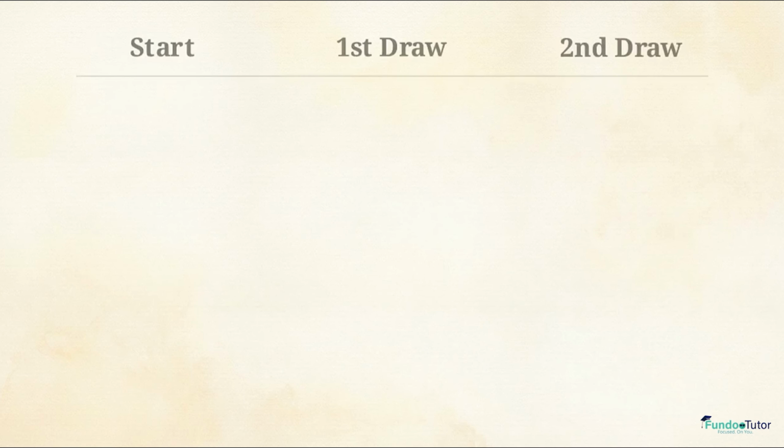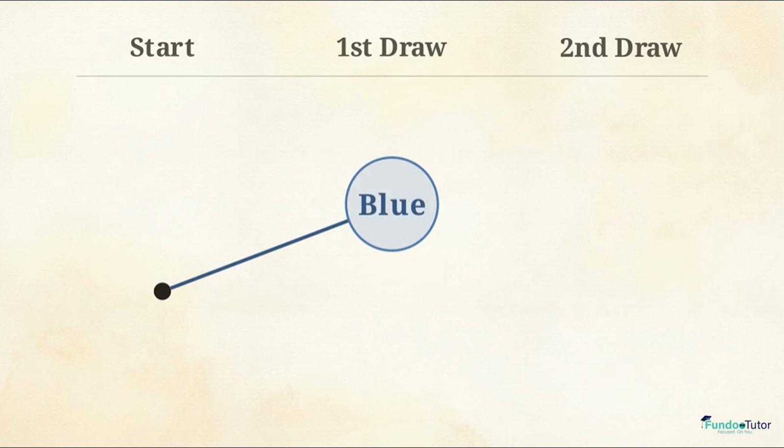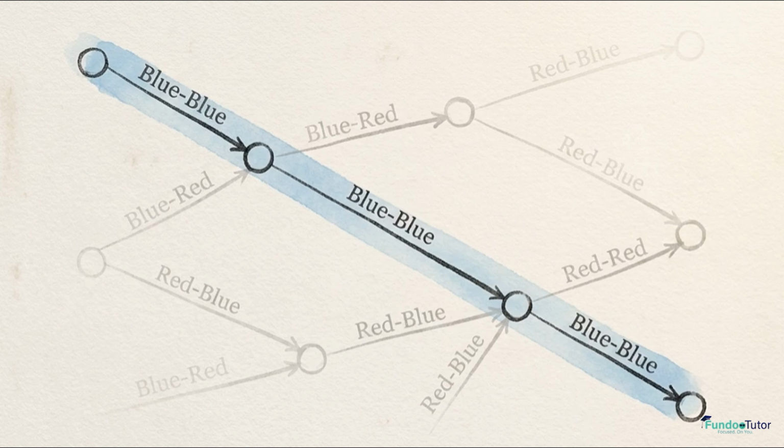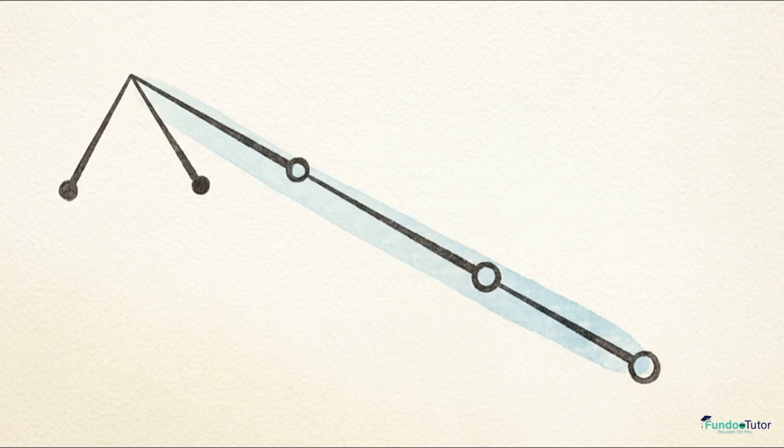Instead of drawing a full cluttered tree diagram, we will map only the specific branch we need. We are looking exclusively for the blue then blue pathway. Focusing on this single path prevents us from getting lost in irrelevant data, keeping the cognitive load low while we build our algebraic model. On the first draw, the probability of picking blue is x over x plus 4.